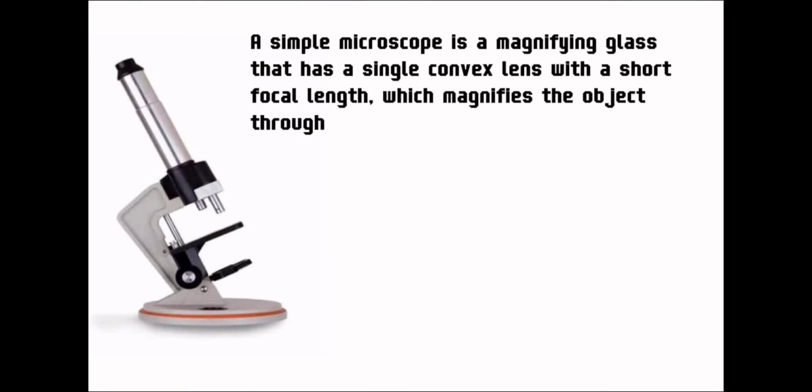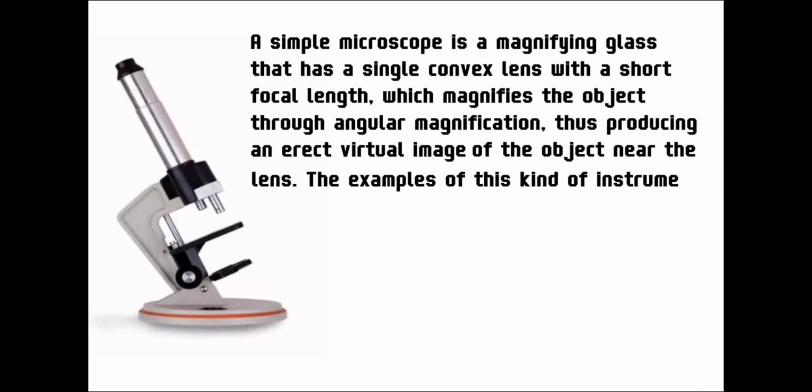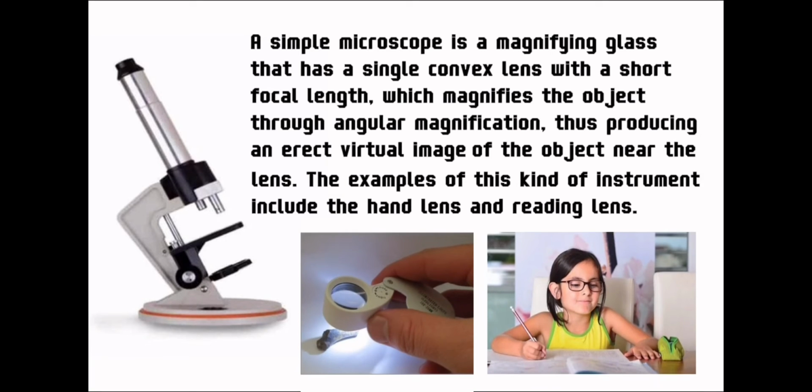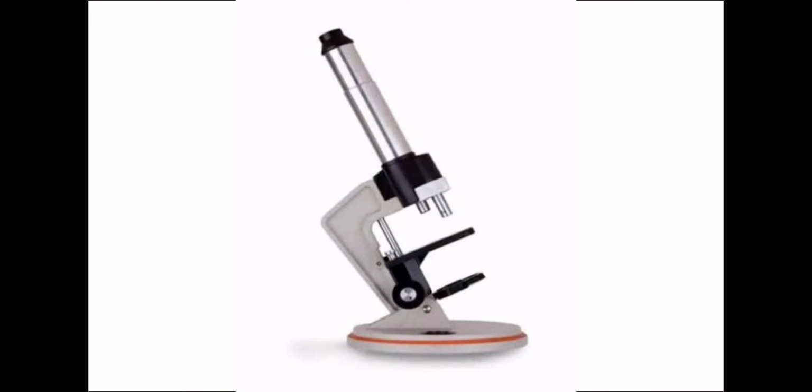A simple microscope is a magnifying glass that has a single convex lens with a short focal length, which magnifies the object through angular magnification, thus producing an erect virtual image of the object near the lens. Examples of this kind of instrument include the hand lens and reading lens. There are different uses of a simple microscope.